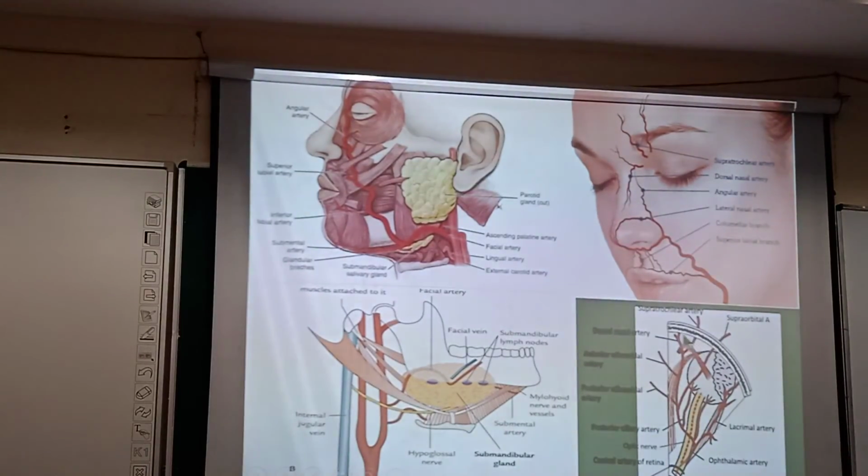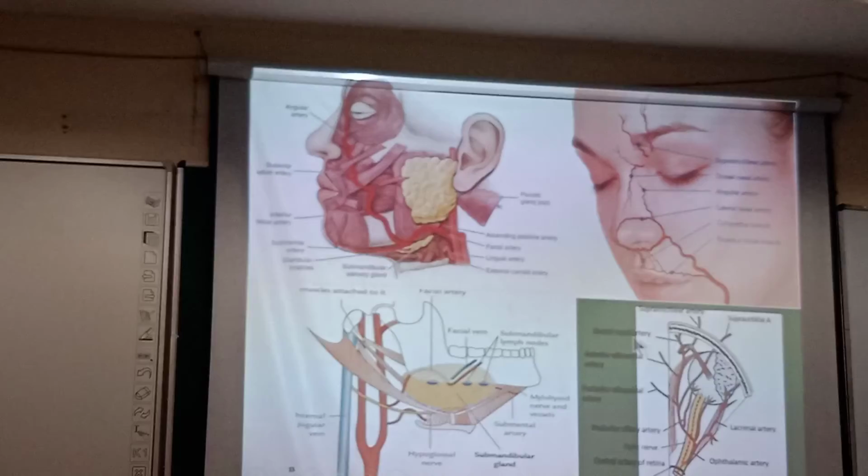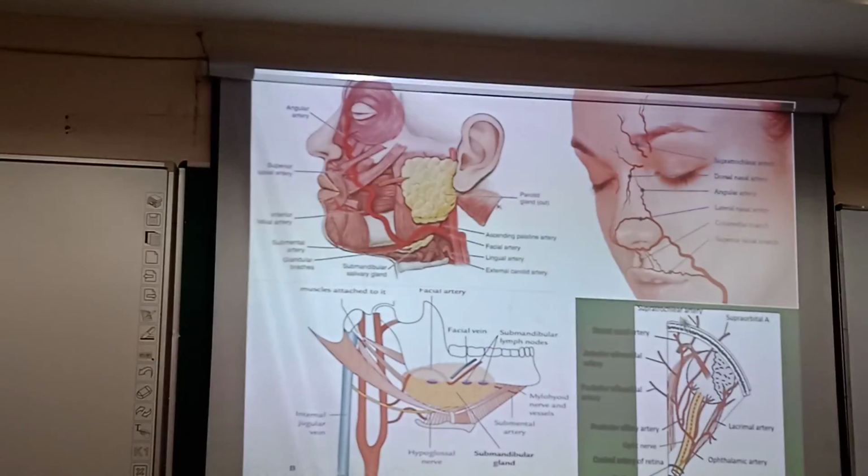And there are two terminal branches of the ophthalmic artery, that is the dorsal nasal and the supratrochlear artery. Here you can see the superior division and the inferior division of the dorsal nasal. So the inferior division gets anastomosed with the angular artery here. Beautiful anastomosis between the external carotid and the internal carotid.